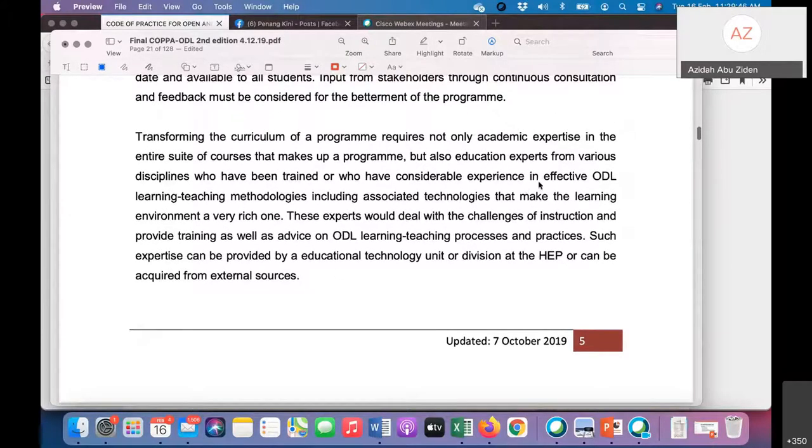And this one is about the experts. All right. So, not only academic expertise in the courses, however, education experts from various disciplines who have been trained, okay, or who have been considered experienced in effective ODL teaching and learning methodologies. So, meaning that in your institution, you can have the people from the learning center to help you. Okay, they might not be expert in your area, but they can help. They have experience in effective ODL teaching and learning. Alright, so it is in the document, page 5.